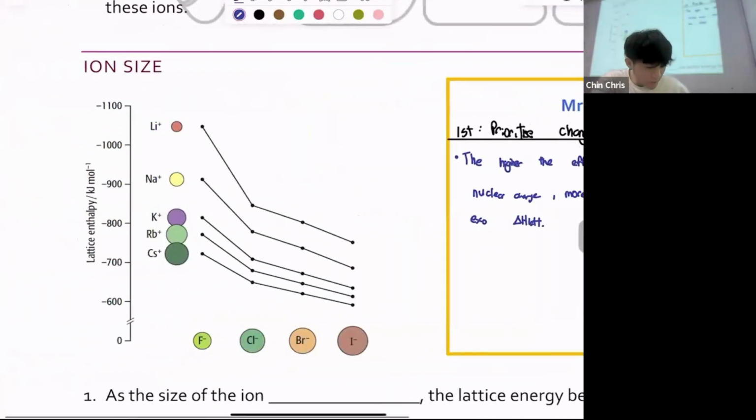Which is why, guys, if you look at Mg, it's definitely greater than your Na. Or your O2 minus is definitely greater than your F minus.